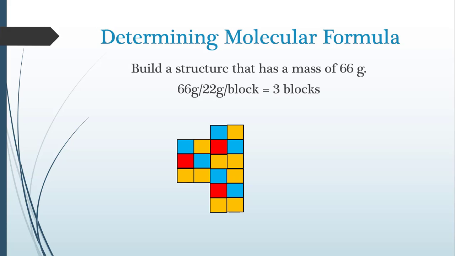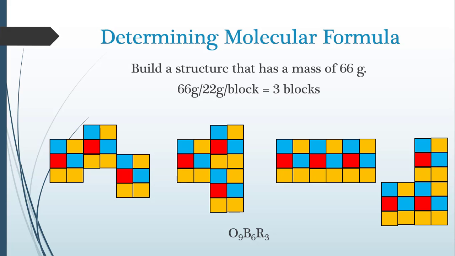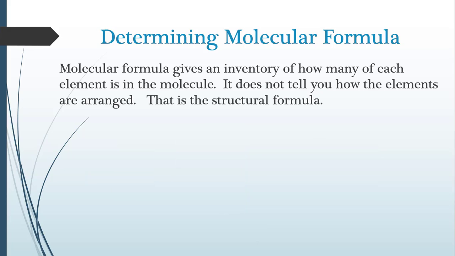So I might get something like this, and notice I now have 9 oranges, 6 blues, and 3 reds, or each of the subscripts of the original building block were multiplied by 3. But you may notice that I could have built something that looked like this, something that looked like this, or even something that looked like this. All have 9 oranges, 6 blues, and 3 reds. This is an important distinction. The molecular formula gives you an inventory of each element in the molecule, but it doesn't tell you how they are put together. That is called the structural formula.